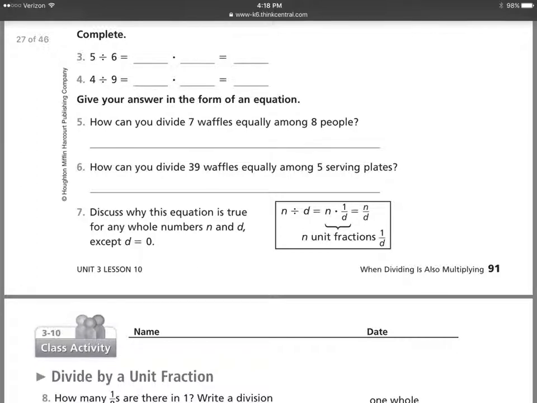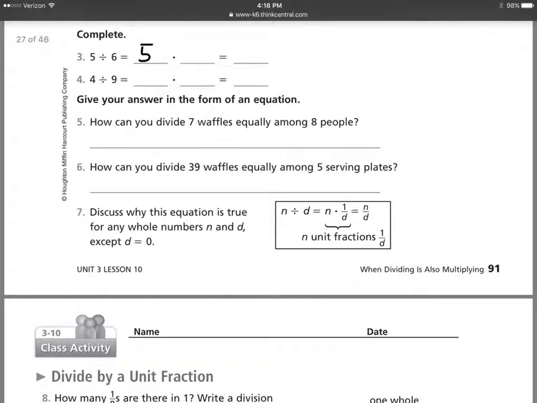Number 3 is 5 divided by 6. We're going to convert this to a multiplication problem. We're going to show how it's the same as a multiplication problem. It's the same because in 5 divided by 6, the first factor will remain the same. That will be 5 as well. But the sign is changed to its opposite from division to multiplication.